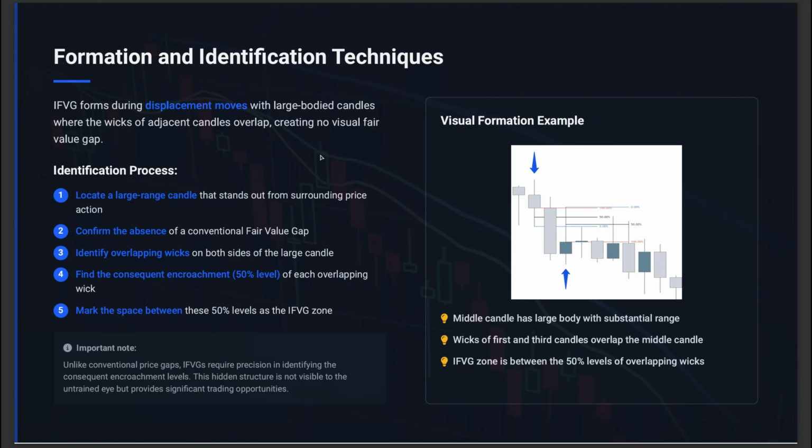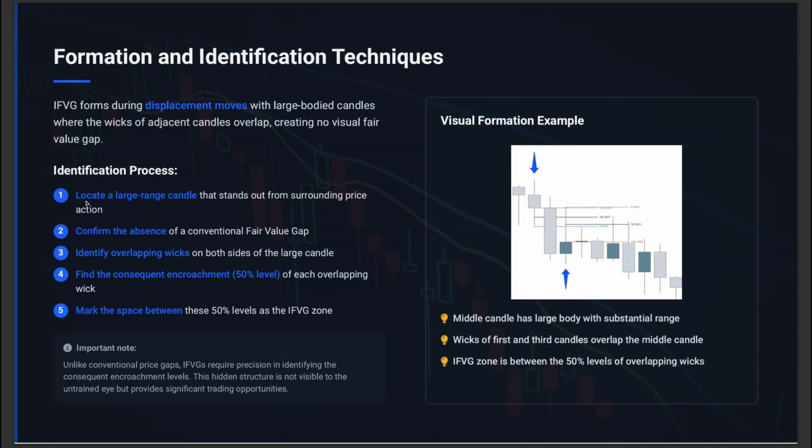Alright, so let's talk about formation and identification techniques. Implied fair value gaps form during displacement moves with large bodied candles, where the wicks of adjacent candles overlap, creating no visual fair value gap. So what's the identification process?